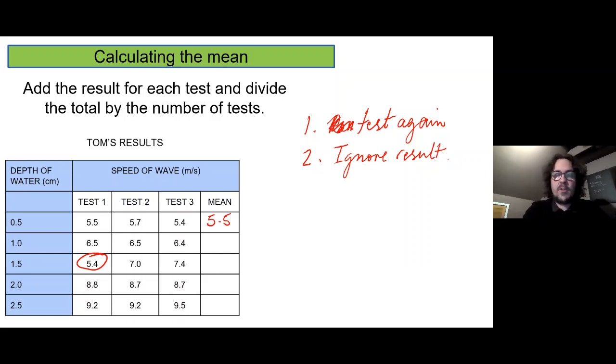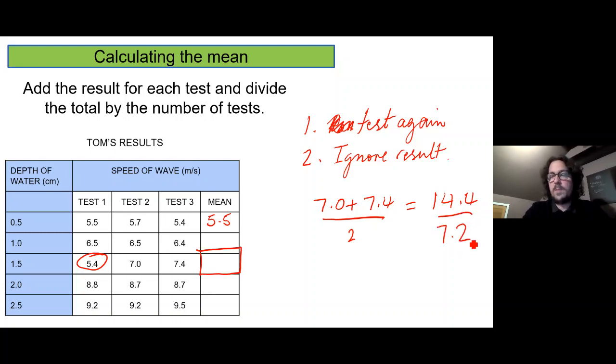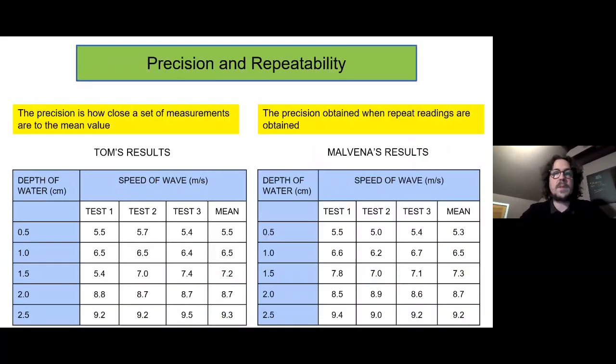So in that scenario, if we were calculating this mean here, what we do now is we'd ignore the 5.4, and we do 7.0 plus 7.4. Now we'd be dividing by 2. But we work out our total first, so that's going to be 14.4 divided by 2. 14.4 divided by 2 is equal to 7.2. Right, we have 7.2 there. That's how you handle an anomalous result.